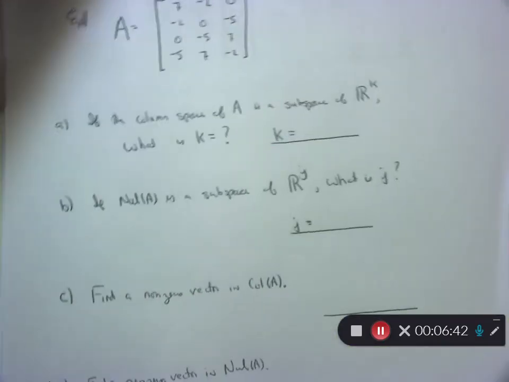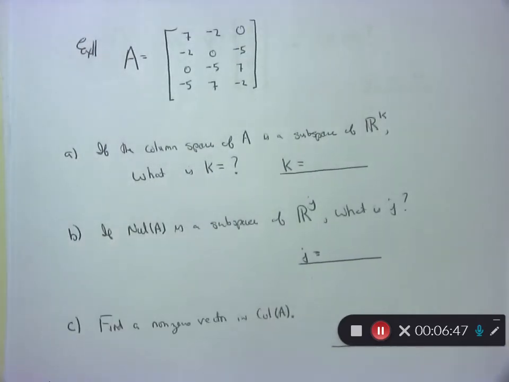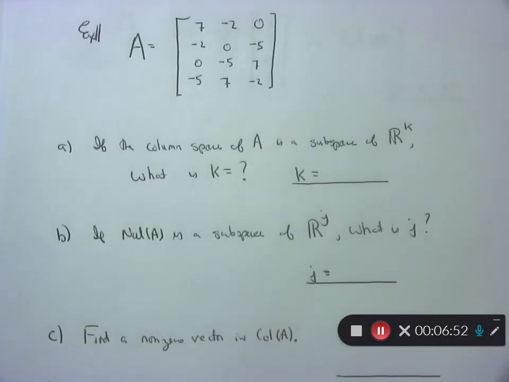All right, here's another example for you guys. Let me blow this thing up. You guys can see this one pretty good. Matrix A is this matrix: 7, negative 2, 0, negative 2, 0, negative 5, 0, negative 5, 7, negative 5, 7, negative 2. If the column space of A is a subspace of RK, what's K going to be?